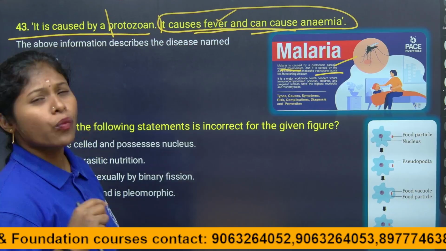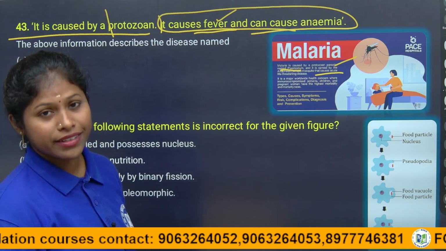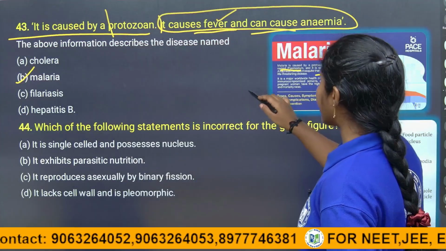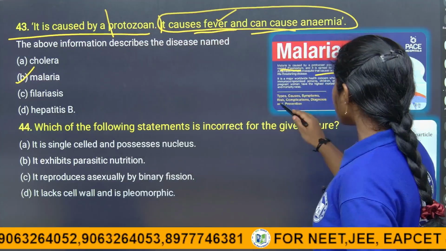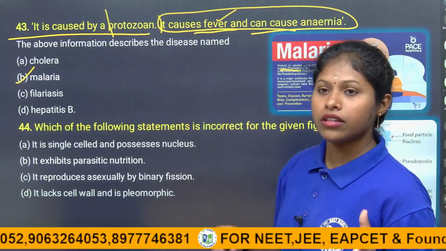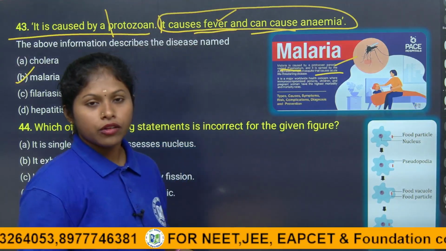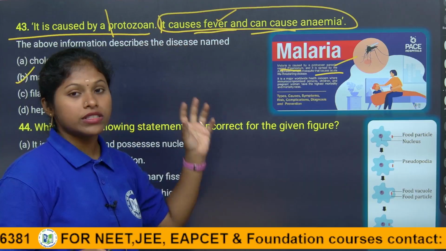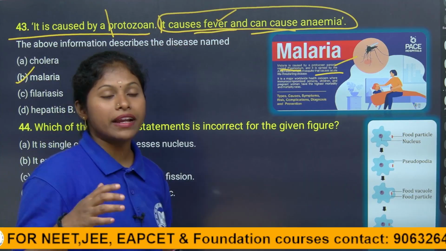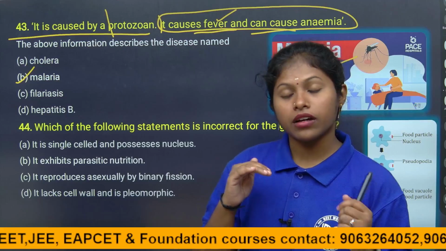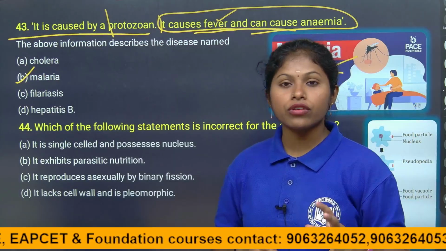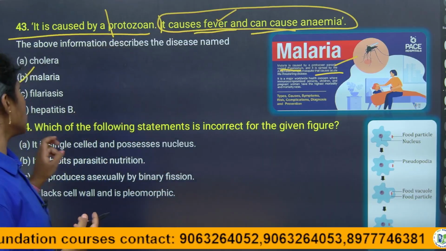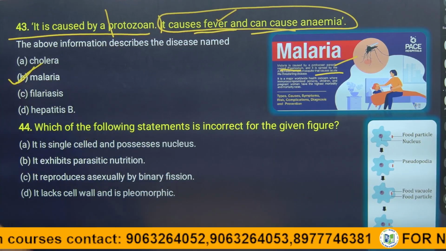So it is a major, commonly seen disease because of the mosquitoes that carry it. When malaria is caused, the person will exhibit mostly fever and also anemia. The count of the red blood cells will be reduced, so there is no transport of oxygen to every part of the body. If it is not treated, it is a serious condition. So the answer is malaria.